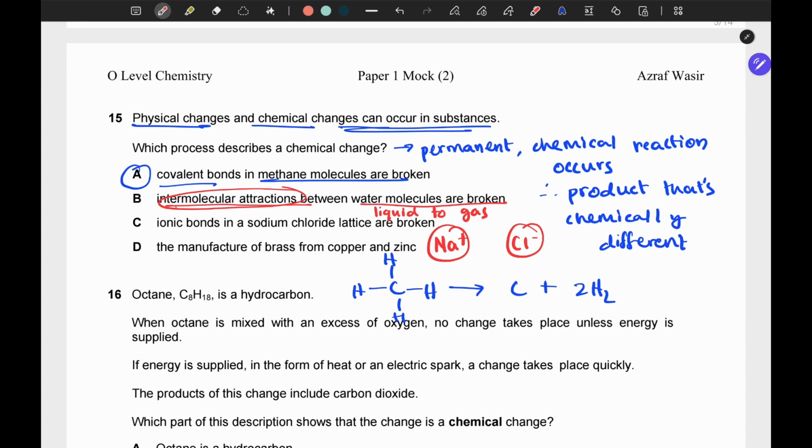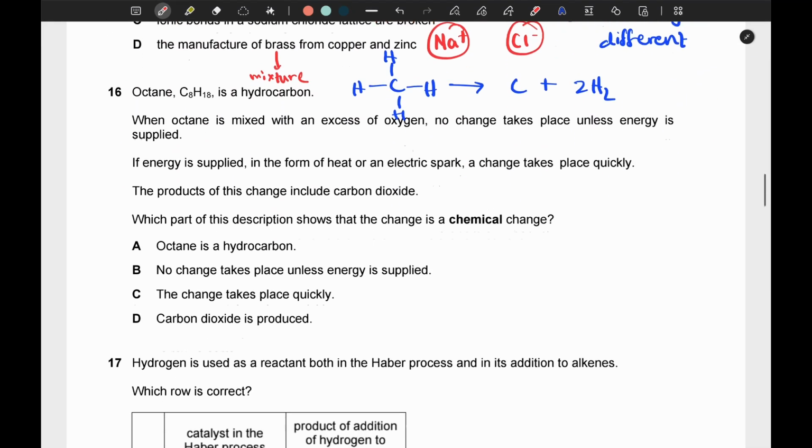And for D, the manufacture of brass from copper and zinc, this is a mixture, as we already discussed. Mixtures are not chemically different, rather they share an average of the same chemical properties from the elements they're made of. So that means D is again not correct.